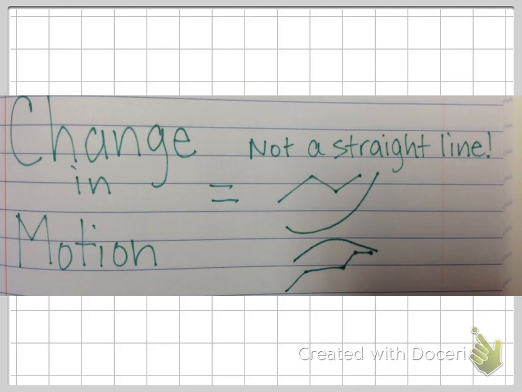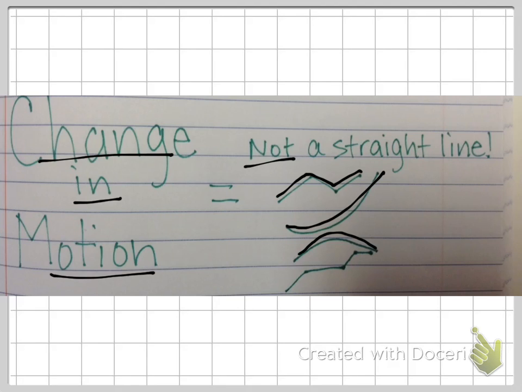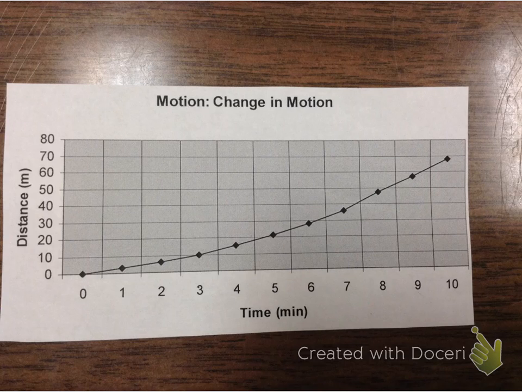Alright, so if a constant motion is a straight line, then any change in motion is going to be not a straight line. It can be like this, where it goes up and down and up. It can be curved. It can curve this way. It can go all sorts of different ways. Basically, if it is not a straight line, there has been some kind of change in the motion. They have changed directions, they have changed their speed, whether they've sped up or slowed down, but there has been a change in motion of some sort if it is not a straight line.